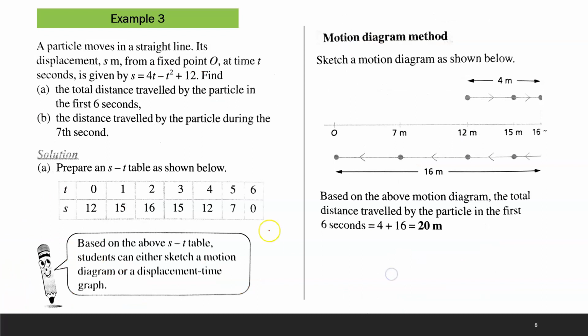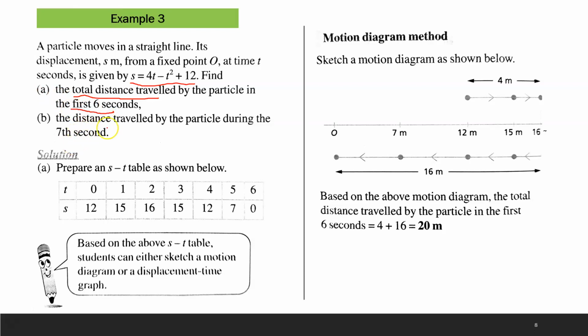question. Okay, let's see the third example. A particle moves in a straight line. Okay, particle tu bergerak pada satu garis lurus. Its displacement in meter from a fixed point O at time t second is given by this. So again, you are given a formula for your S, for your displacement. Find the total distance travel. Okay, so sekarang ada soalan pattern yang baru pula. Total distance travel by the particle in the first 6 second.